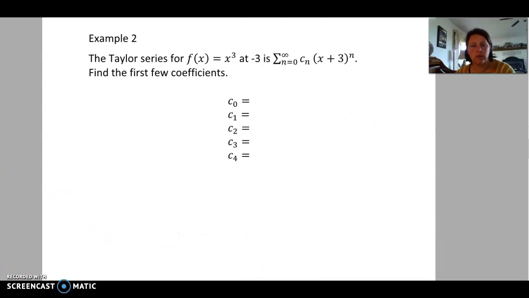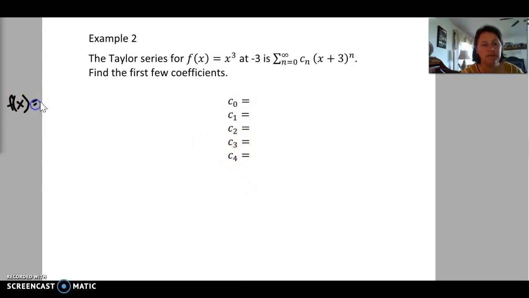All right, for example number 2, all they want is the first few coefficients. Now when they ask for these coefficients, they do want you to include the factorials in these coefficients. So we are going to start off finding all of our functions and derivatives. So if we want to go all the way to the coefficient of our 4th degree polynomial, we need to find clear up to the 4th derivative of this function.